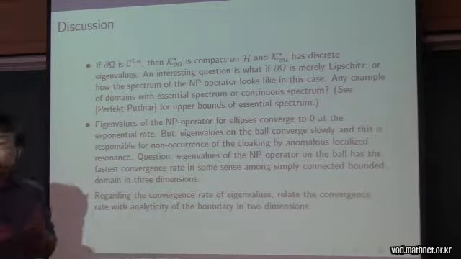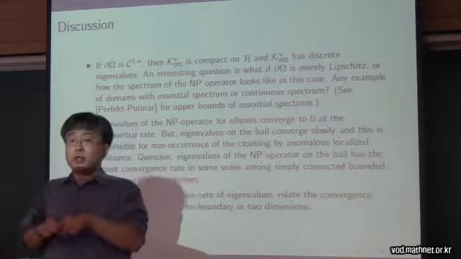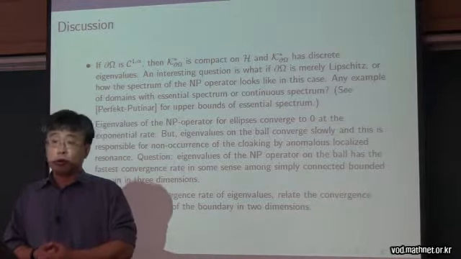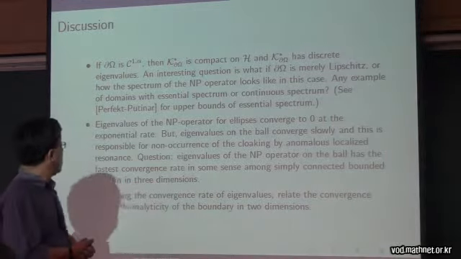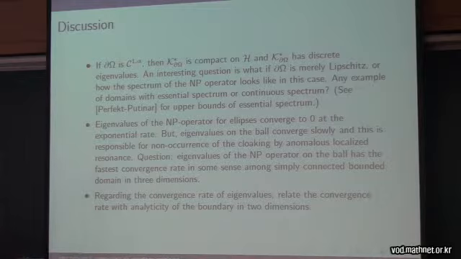But I'm not aware of any example, even if we take a square. What is the spectrum of the Neumann-Poincaré operator? I don't know. There are some people who computed it numerically, and there is some evidence that there is a continuous spectrum, but analytically or rigorously, I don't have any example of the continuous spectrum.